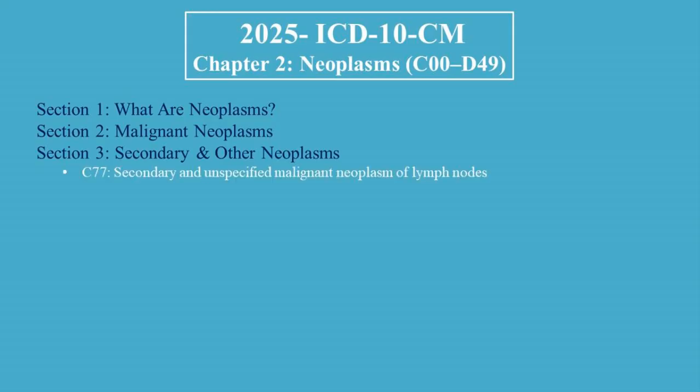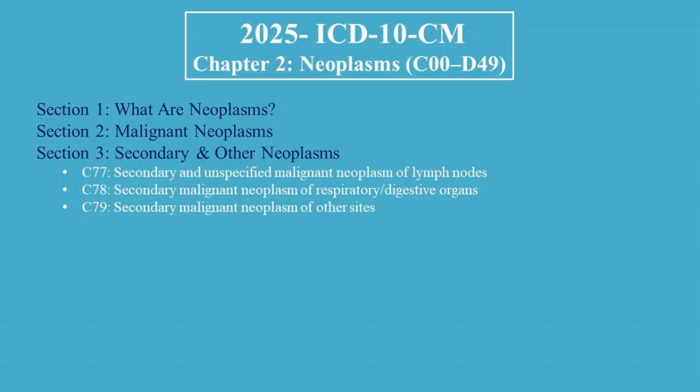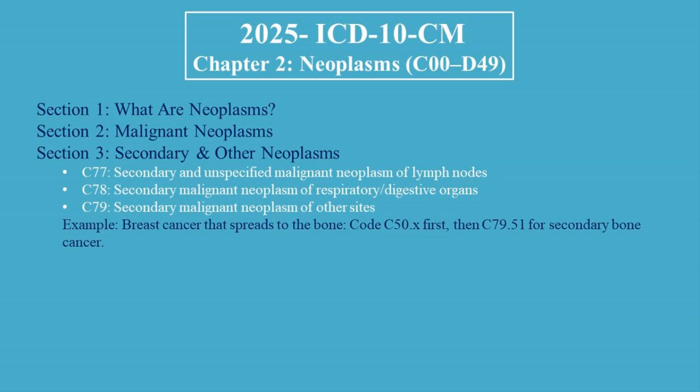C77, secondary and unspecified malignant neoplasm of lymph nodes. C78, secondary malignant neoplasm of respiratory/digestive organs. C79, secondary malignant neoplasm of other sites. Example: breast cancer that spreads to the bone, code C50.X first, then C79.51 for secondary bone cancer.